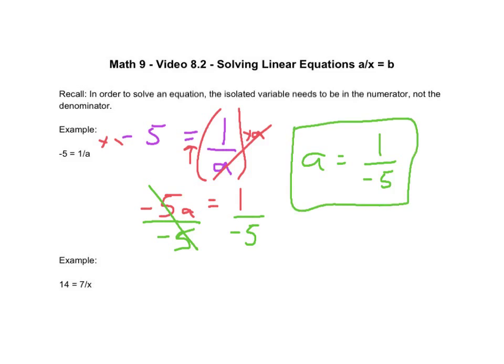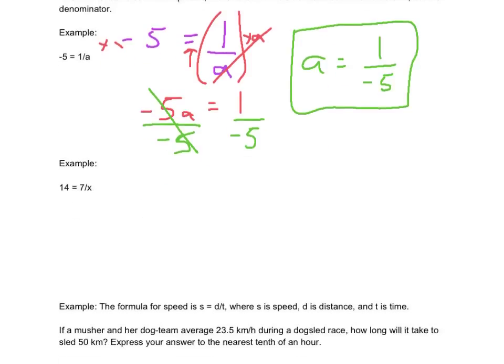So we had to switch things around a little bit, take one extra step to do it, but now we've got a in the numerator. We didn't solve for 1 over a. We've got just a on its own, which is what we wanted in the first place. Okay, do another example here.